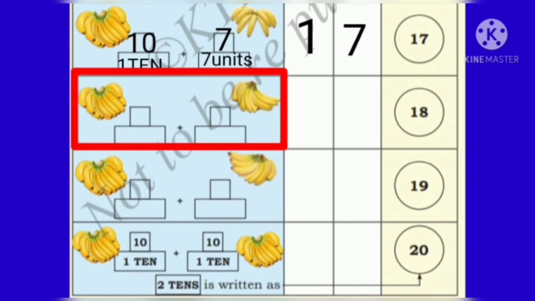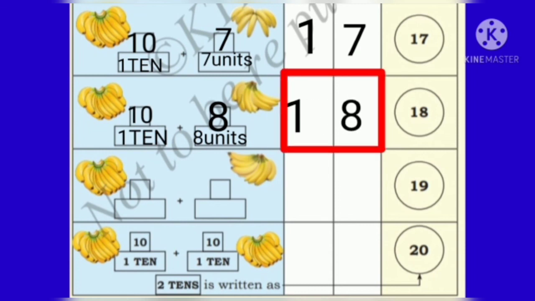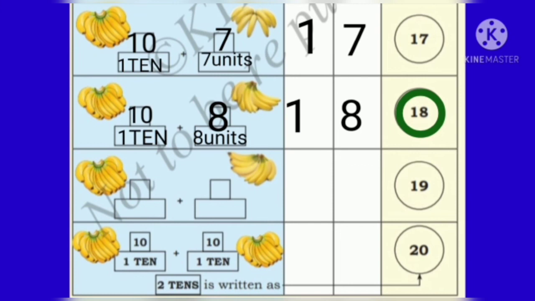Next they purchased 1 bunch and 8 single bananas. 1 bunch means 10. So we will write 1 in tens place. Next there are 8 single bananas. So we will write 8 in units place. 1 and 8 can be written as 18.